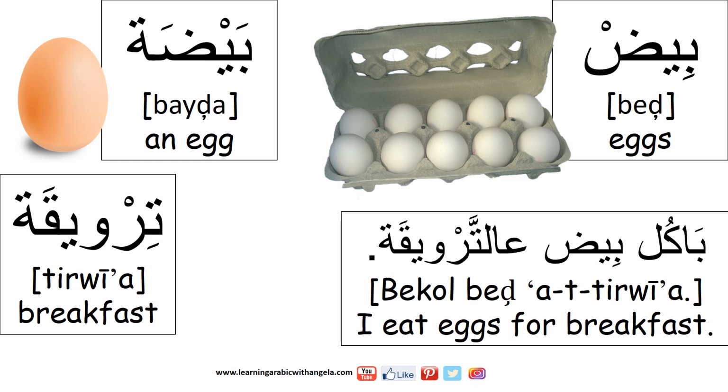باكل means I eat. We don't really have to say أنا باكل because the verb is already conjugated to tell us the pronoun. So we can just say باكل instead of أنا باكل. We also use ع, which is a preposition contracted from على. So you can say على الترويقة, but most commonly people contract it to ع. So it becomes عالترويقة.